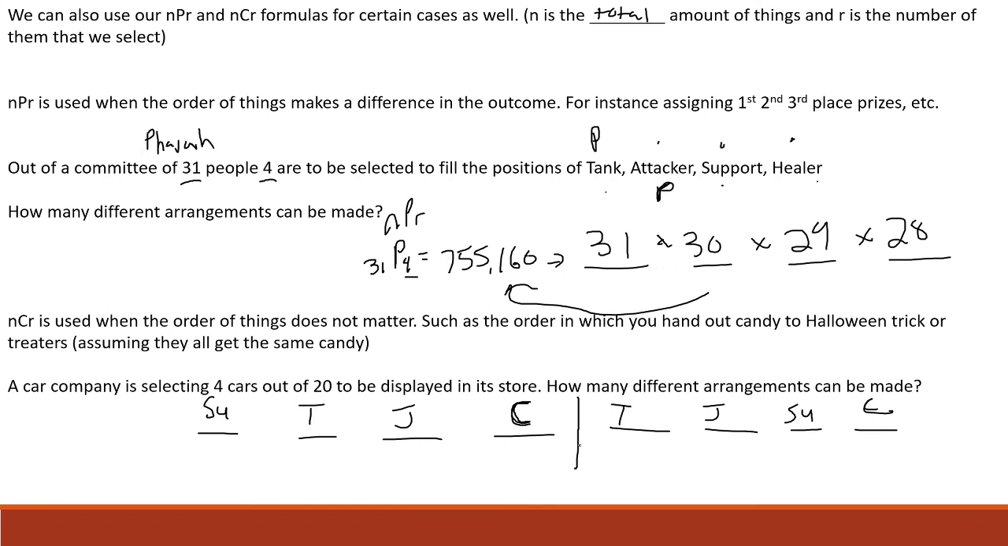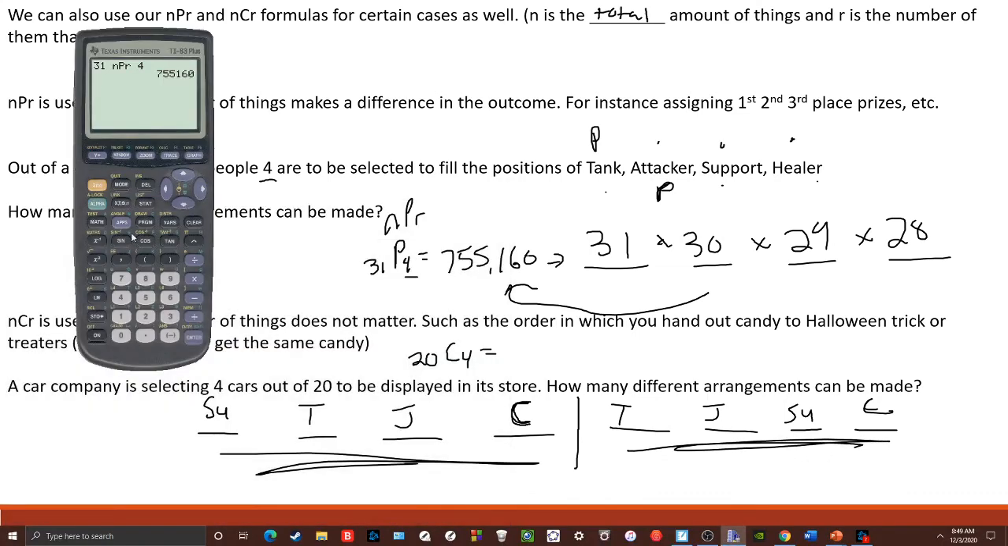So if the order doesn't make a difference, if there's no special rule for each position, then you use an nCr. So I have 20 items to pick from. I'm going to choose 4 of them. But again, I'm choosing, which means that I'm not counting these as 2 different outcomes. This outcome here is the same outcome as this. So I want to divide out the repeats. And that's what nCr does, it divides out the repeats for you.